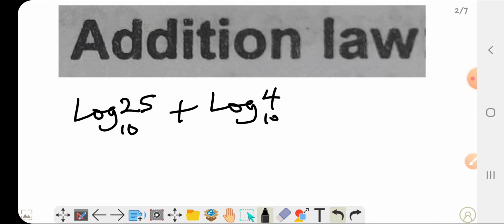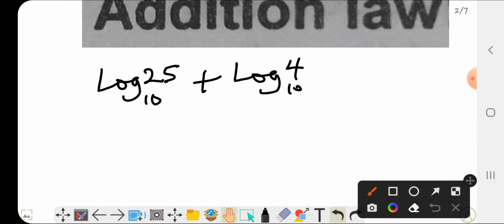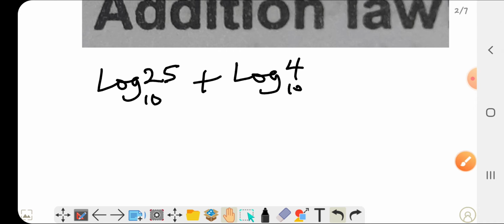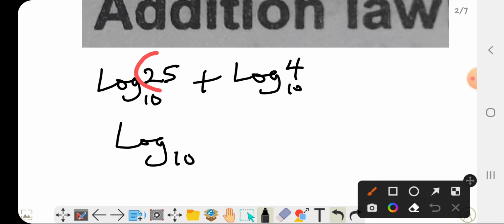In this case, the first thing to do is to check if the bases are the same. Here the bases are the same. We have log base 10 and log base 10 on both sides. So you pick one of the bases, log base 10, and then you multiply the numbers, 25 and 4, because of the plus sign. So for the addition law, we actually multiply the numbers.